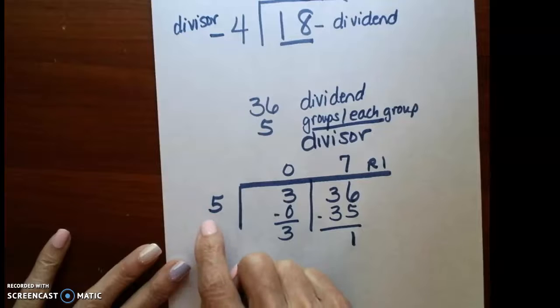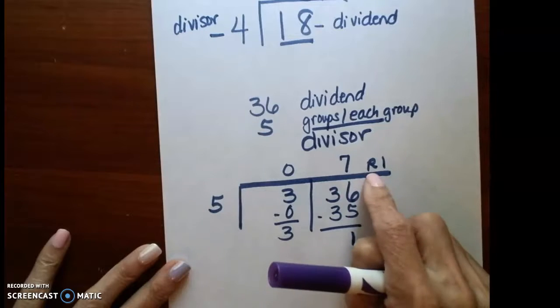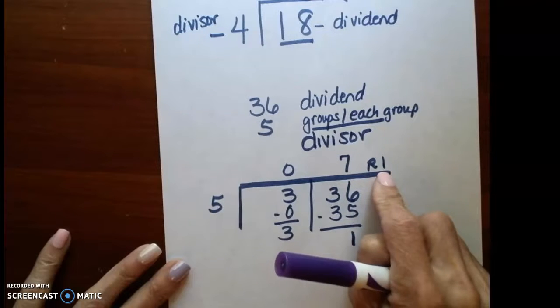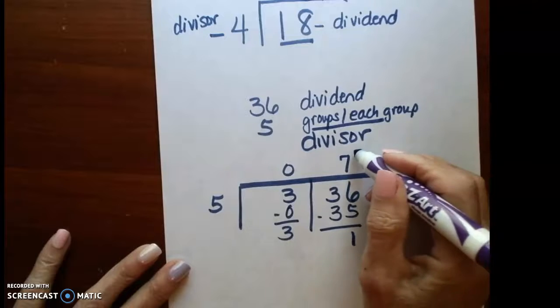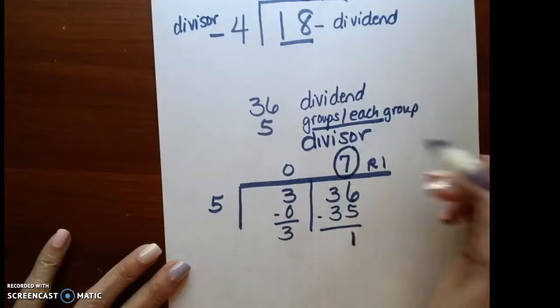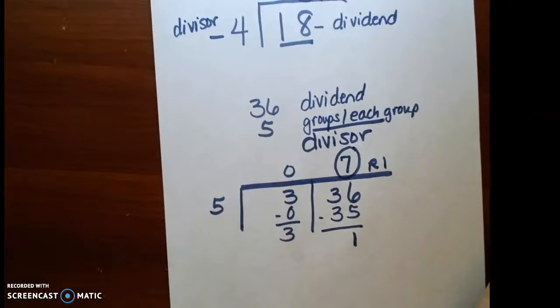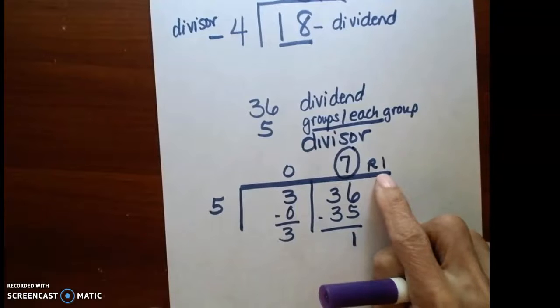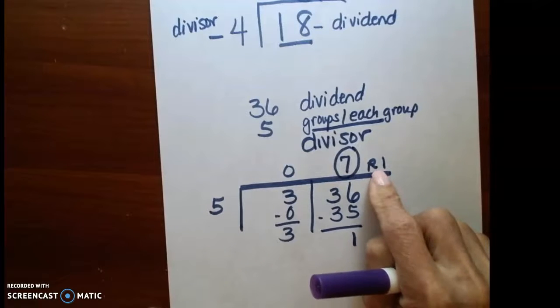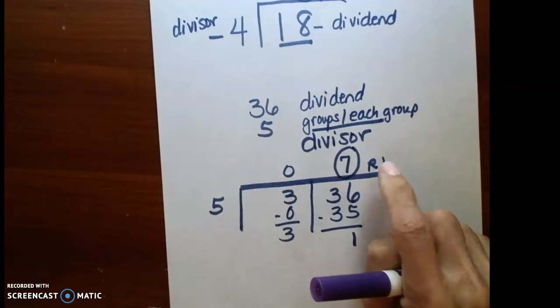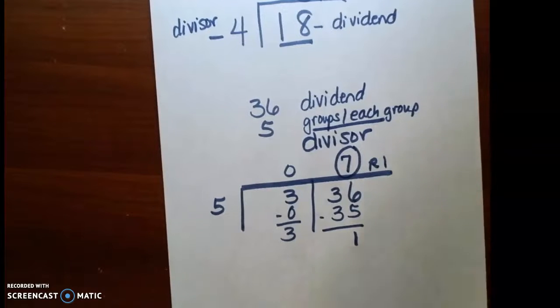But she has 1 cookie left over. So here we can say that she will use 7 bags because she does not have enough to make another bag of 5 cookies. So she'll probably have to eat that one. That sounds like a good thing to me.